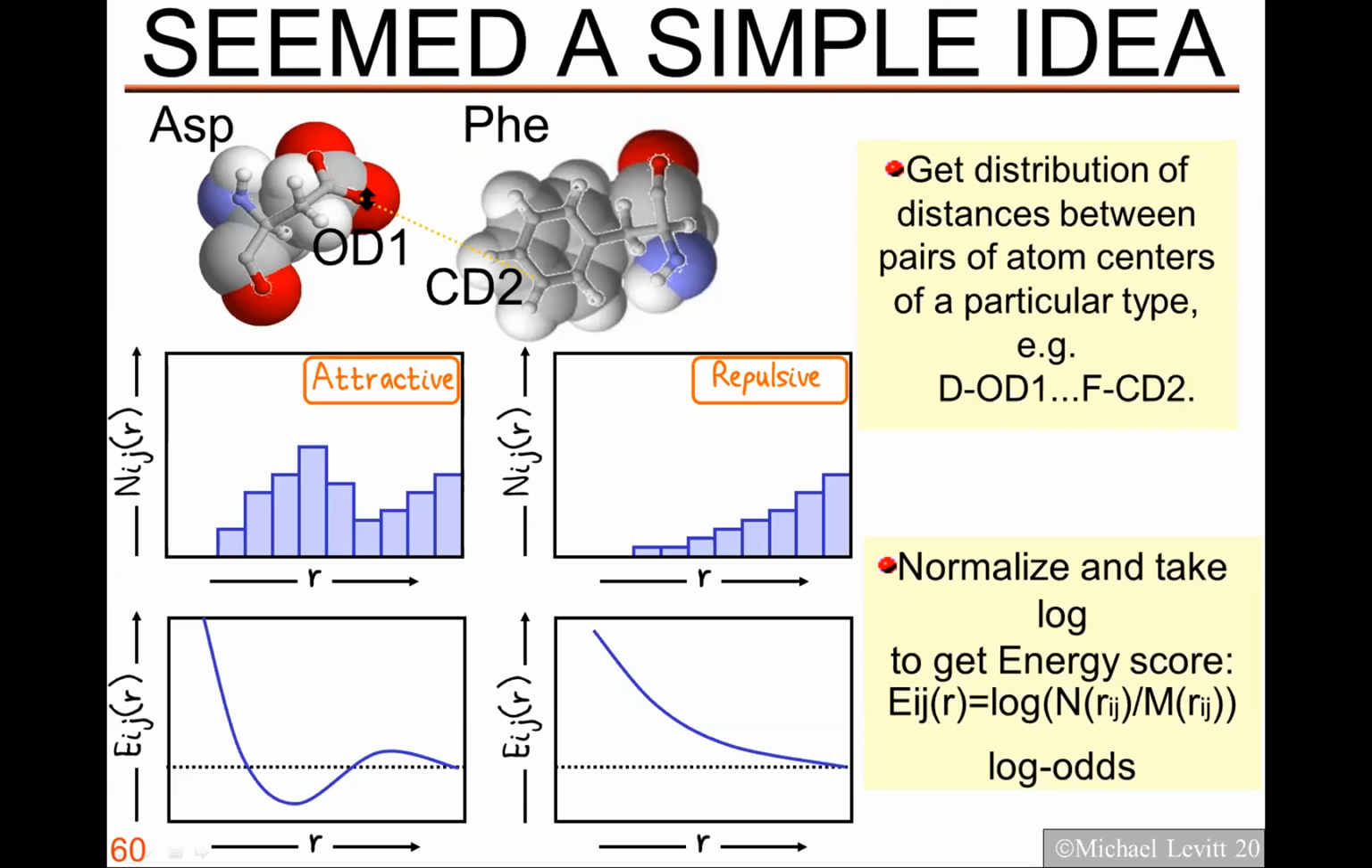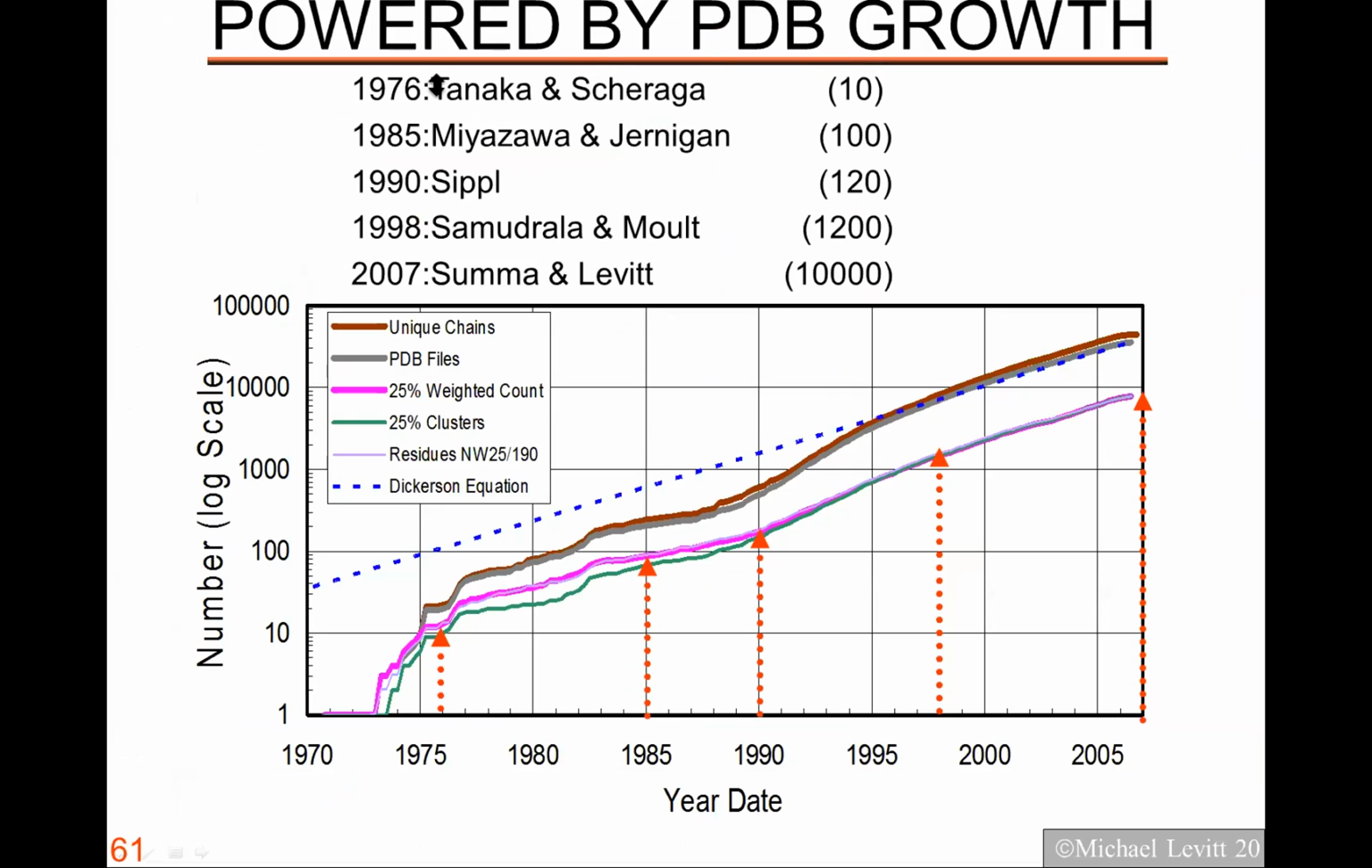Now, people were using this for atom interactions because in order to collect statistics, you generally will only look at a small number of atoms. And what we've seen is that Tanaka and Shirakawa, I think, used 10, but they might have used 30. 10 years later, Miyazawa and Jernigan looked at 100 proteins, Sippl again a bit more. Ram Samudrala and John Moult looked at 1,200 proteins, and we most recently looked at 10,000. DeepMind has now looked at about 200,000 proteins.